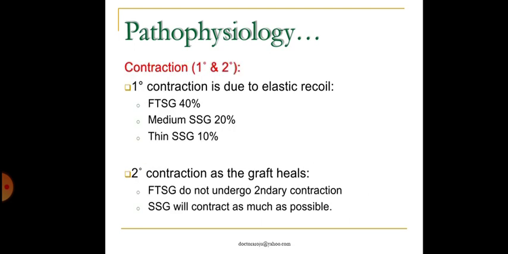Then in the initial slide we have seen a terminology called secondary contraction. So we can see what this contraction is, primary contraction and secondary contraction. This primary contraction is due to elastic recoil. In case of full thickness skin graft, it is 40%, in medium split thickness skin graft it is 20%, and in thin split skin graft it is 10%.